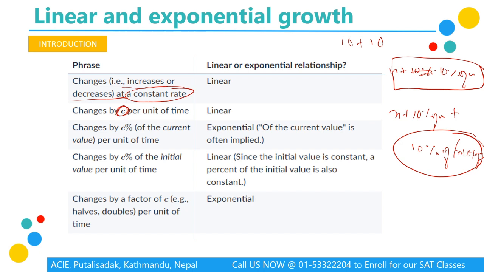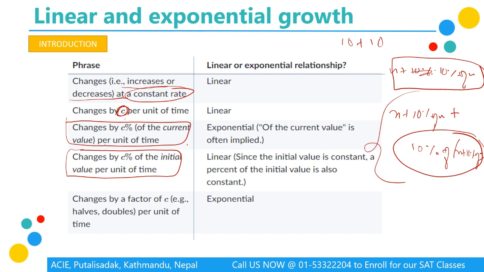By c% per unit of time. When we put a percent sign, it means that every time we're adding it, it's going to be a bigger or a smaller number. It's not going to be the same number every time. Changes by c% of the initial value per unit of time. Now, this is, I guess, what confuses me and a lot of students most of the time. Changes by c% per unit time. So by c% per unit time is the situation created. So different numbers are being added every day or every time, whatever we're given.